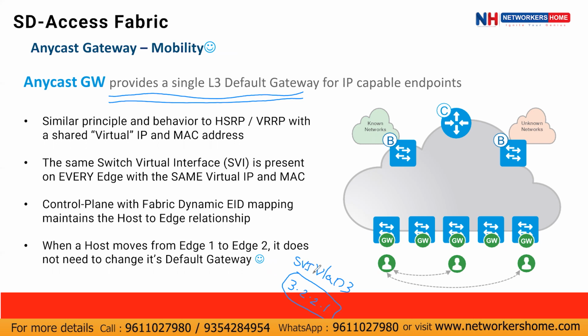So that SVI would be your default gateway for all the members in VLAN 3, right? Yes. So Anycast gateway means this specific SVI is present on all the edge nodes.